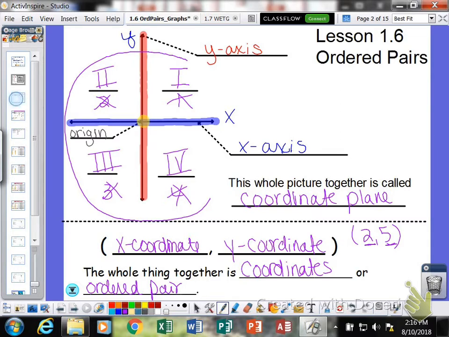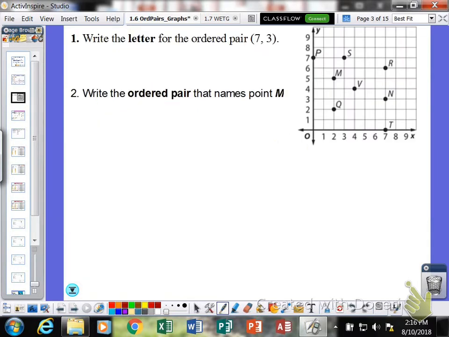So let's go ahead and practice. Write the letter for the ordered pair 7, 3. So again, we start at the origin, go to 7, 3. What point is that? That is N. Easy. Now write the ordered pair for point M. So M is located here. Remember, start at the origin. We went over 2, up 5. So point M is located at 2, 5. And we always write the letter in front so we know which specific location we are talking about.